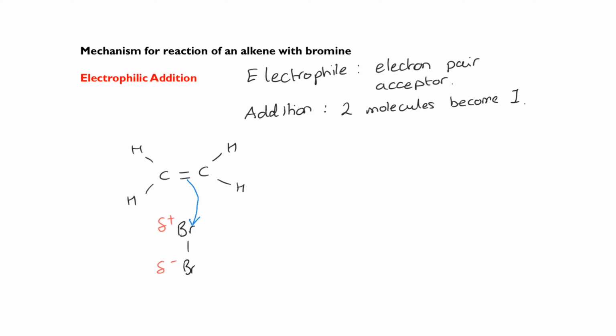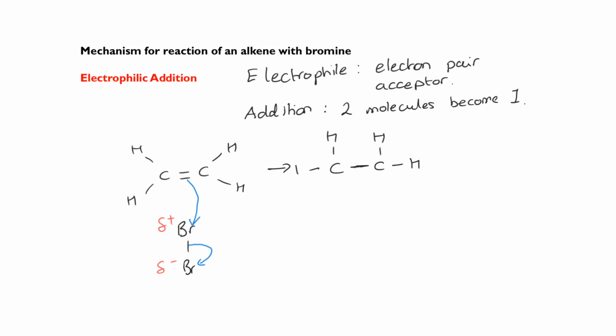So the curly arrow needs to go from this bond here, part of the double bond, to this bromine atom, and the second curly arrow needs to go from this bond to this bromine atom here. So a curly arrow should always start at a bond, or it should start from a lone pair of electrons. Okay, so the consequence of that is that we are now going to have the double bond being broken, so now it's just going to be a single bond.